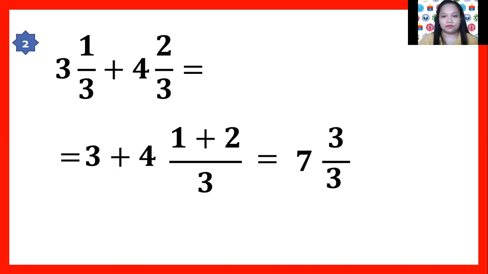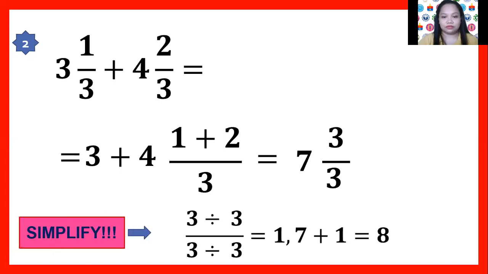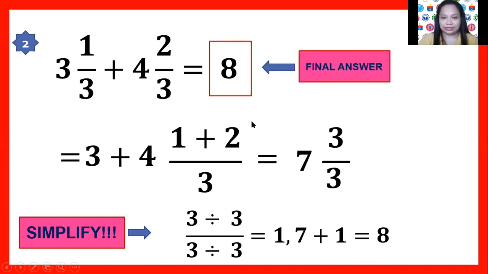3/3, if you can still remember from our discussion before, when we say 3/3, or when the numerator is equal to the denominator, it is equal to 1 whole. So therefore, there is a need for us to simplify. So that would mean 3 divided by 3, that will give you 1. And since we have a whole part 7, this now becomes a whole. So 7 plus 1 is equal to 8. Therefore, our final answer is 8.